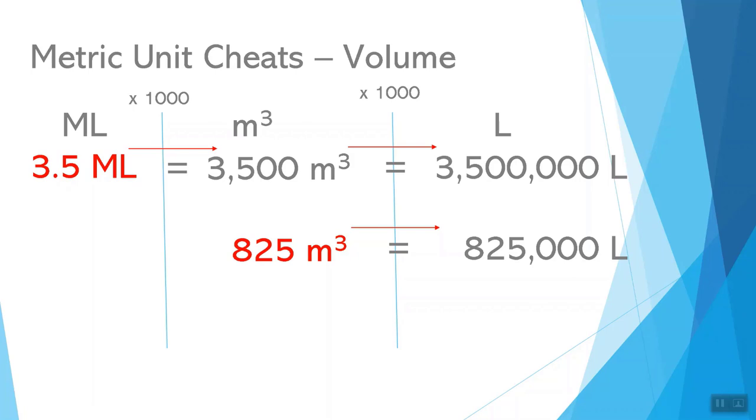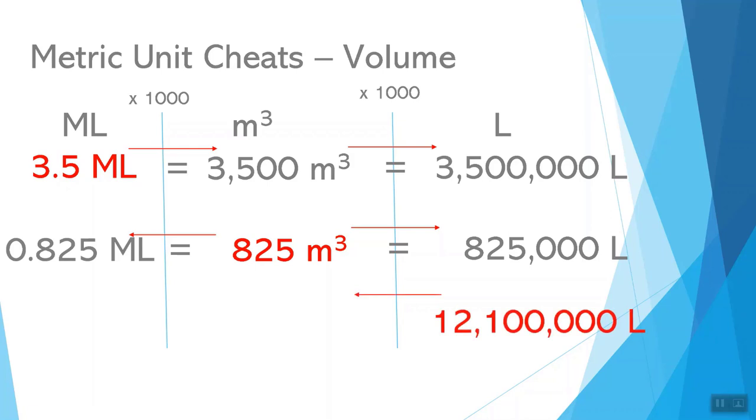So that's just a simple little cheat. If you want to go to the left, then you move the decimal to the left, and it turns into 0.825 megaliters.